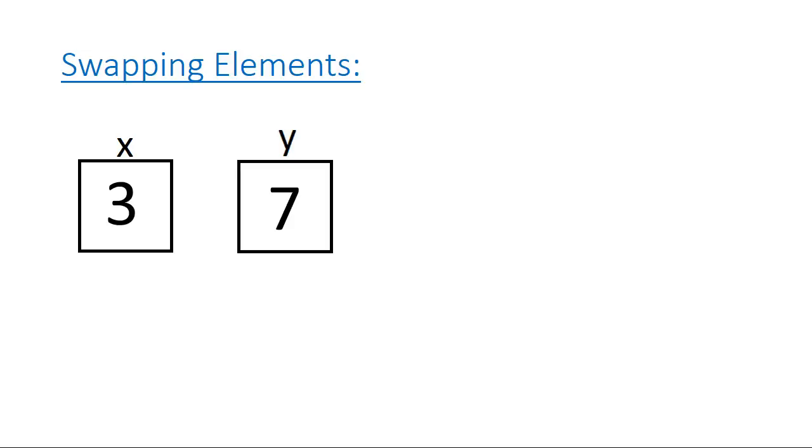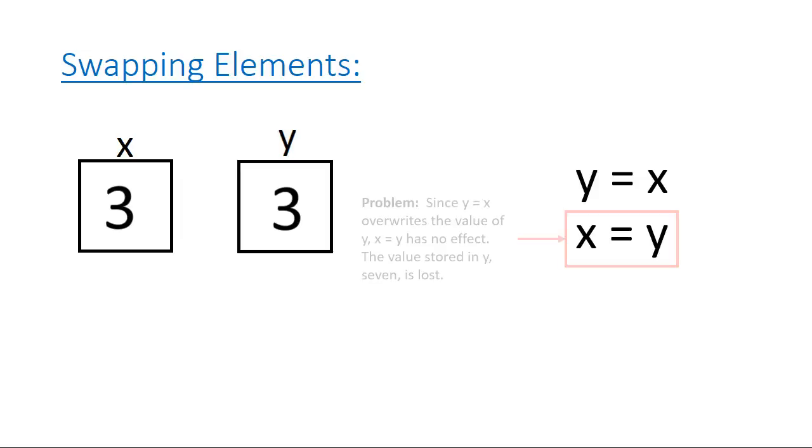I don't overwrite something. But programming is a little different. If I assign a value to a variable, whatever was there before disappears. It's lost forever. And so the problem we have is that we say y equals x, and that's great. But the value that was in y, which in this case was 7, is lost forever. So that means if I then say x equals y, I'm just simply copying the 3 back over to the x. So since y equals x overwrites the value of y, x equals y has no effect. The value stored in y, 7, is lost.